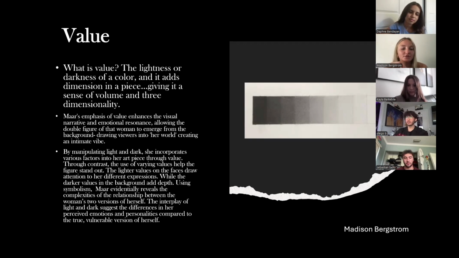Through contrast, the use of varying values helps the figures stand out. The lighter values on the faces draw attention to her different expressions, while the darker values in the background add depth. Using symbolism, Maar evidently reveals the complexities of the relationship between the woman's two versions of herself. The interplay of light and dark suggests the differences in her perceived emotions and personalities compared to the true, vulnerable version of herself.